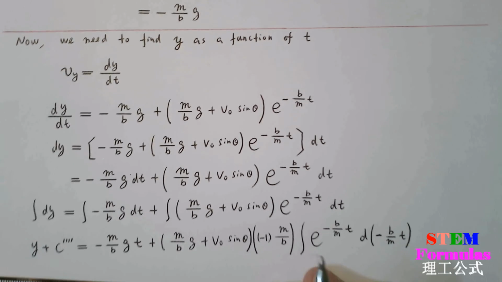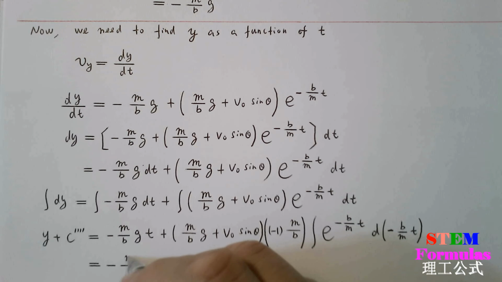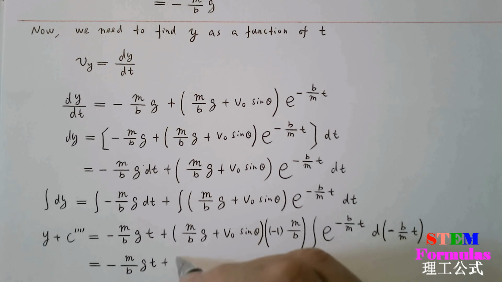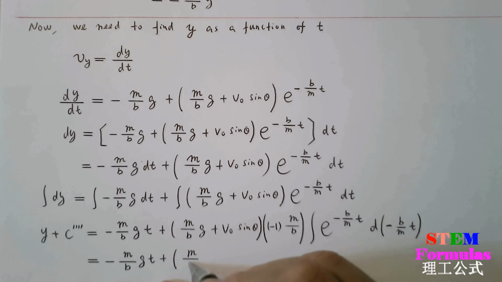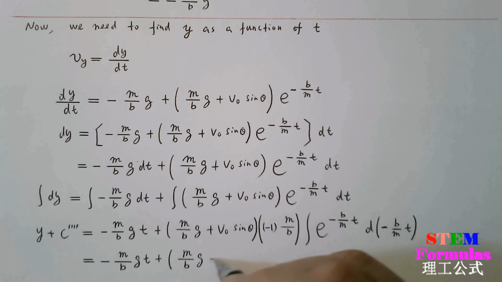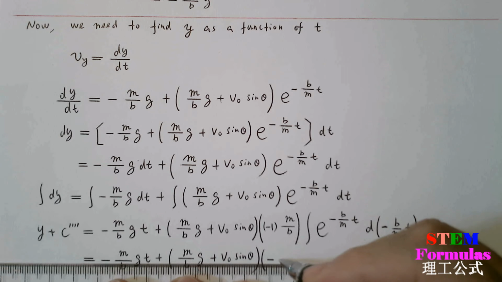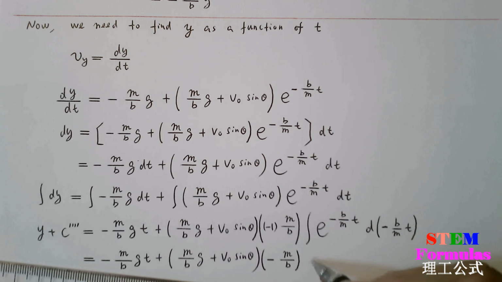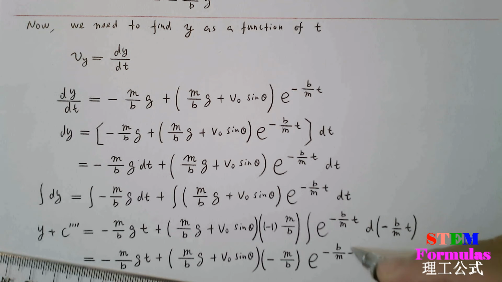So the next step is equal to minus m b gt plus, bracket, m b g plus v0 sine theta, minus m divided by b, and this integral I have e to the power minus b divided by m times t.